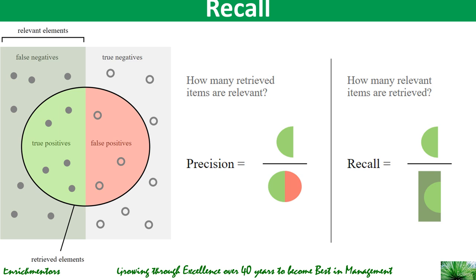Now it doesn't need to be accurate. The recall is how many relevant items were retrieved. If your universe consisted of false negatives and true positives, the percentage of your true positives divided by the total of true positives and false negatives is your recall. So what percentage of the right items were you able to get is what recall is all about.